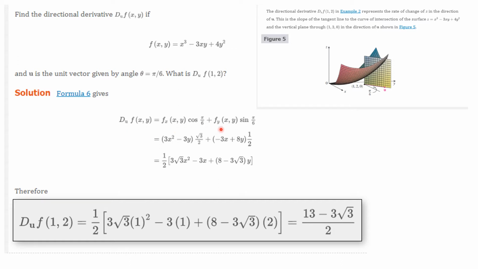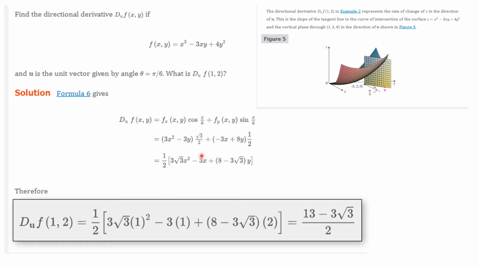All right, so here's the formula we're doing. We know that the cosine of pi over 6 is root 3 over 2. The sine of pi over 6 is 1/2. The derivative of f with respect to x is going to be 3x squared minus 3y. And the derivative of f with respect to y is going to be minus 3x plus 8y.